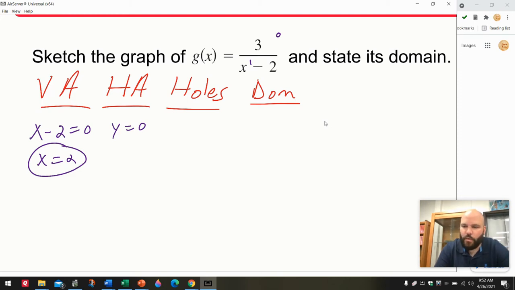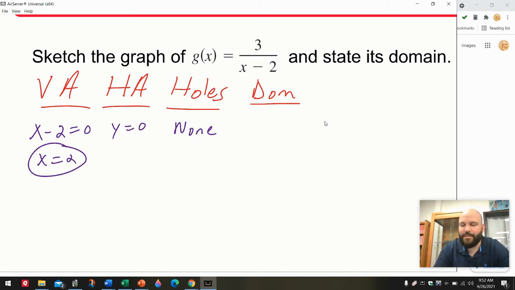Now, following that, any holes in the graph? Holes occur if we have a common factor on the top and the bottom and we cancel it out. In this case, there is no common factor to cancel out, so we do not have any holes.